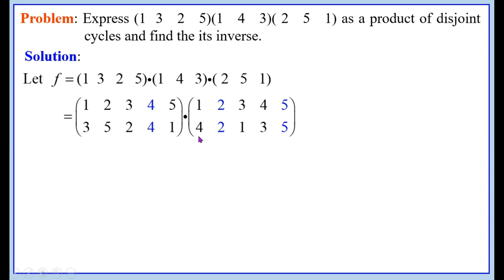1 goes to 4. Yes, 1 goes to 4. 4 goes to 3. Yes, 4 goes to 3. 3 goes to 1. 3 goes to 1. It's right. The third one is (2 5 1).